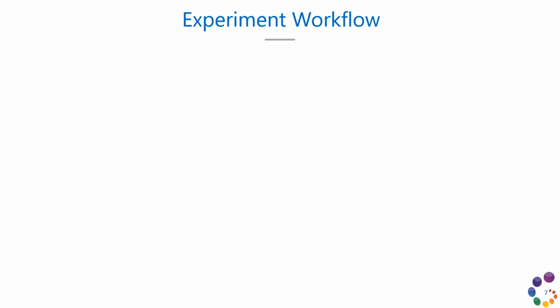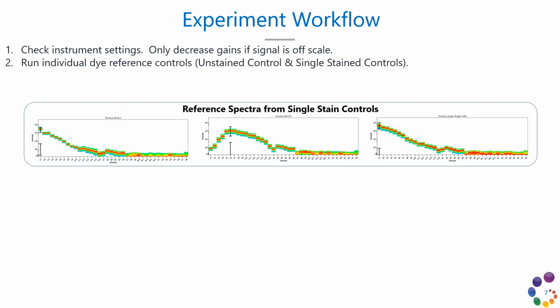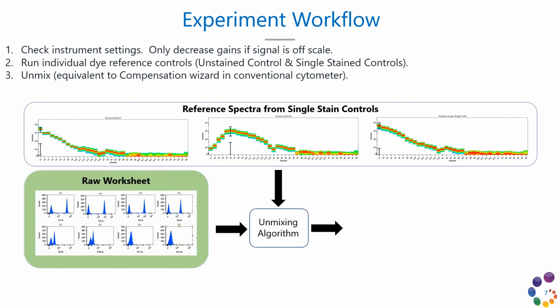Now when you're running your experiment, the workflow is very similar to what you're used to with a conventional cytometer. You check your instrument settings, and we provide a Cytek assay setting for you to start with, which you really only need to adjust if your signals are off scale for your samples. Then you go ahead and record all of your single-stained reference controls, and the workflow here is very similar to what you'd be doing if you were generating a compensation matrix on a conventional system. What's unique for our system is we also need you to record an unstained sample control, and that's important so we can capture the autofluorescence contribution from your sample.